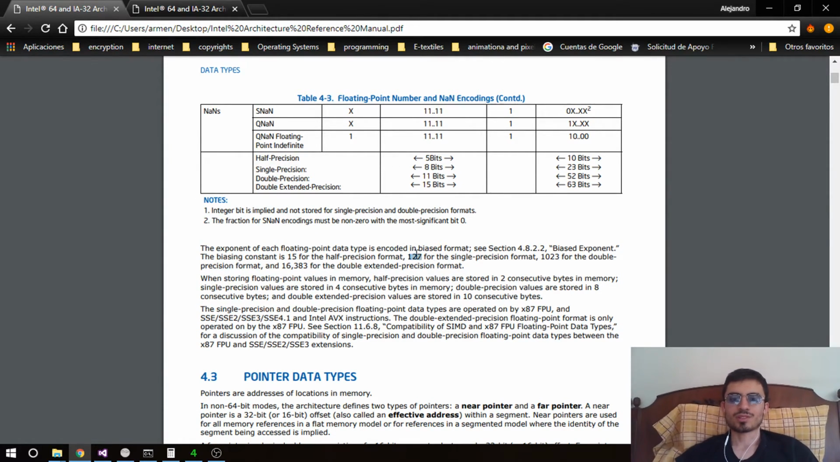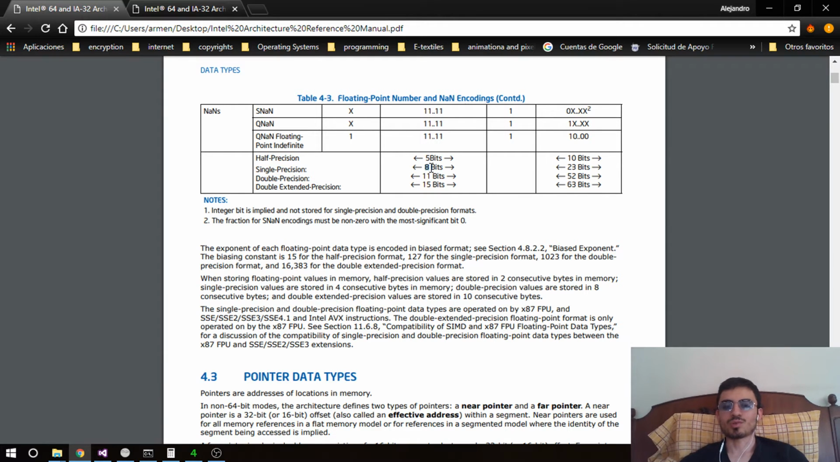It's 127 for a single precision format, which is 8 bits. And we know that 2 to the 8 is 256, which the half is going to be 127. So that's the reason why there's 127, because the maximum number of numbers that you can represent is 256 numbers. So you want to have half numbers that can be negative and half numbers that can be positive, so the exponents can range from minus 128 to 127.